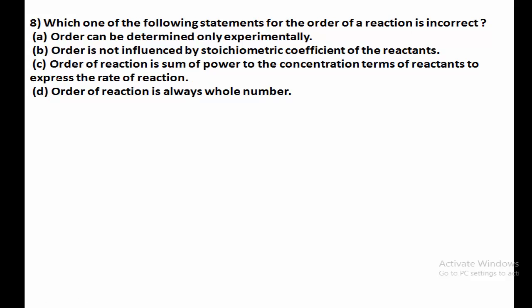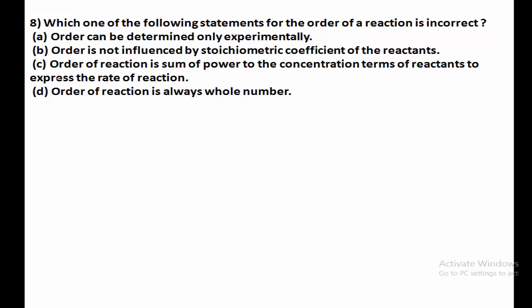8th one. Which one of the following statements for the order of a reaction is incorrect? Order can be determined only experimentally. Yes, this statement is right one. Order is not influenced by stoichiometric coefficient of the reactants. This is also right. Order of reaction is sum of power of the concentration terms of reactants to express the rate of reaction. This statement is also correct.